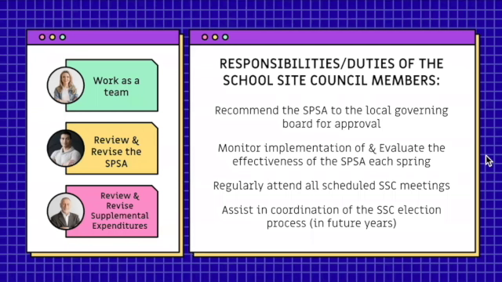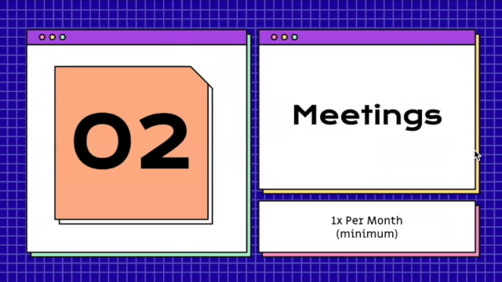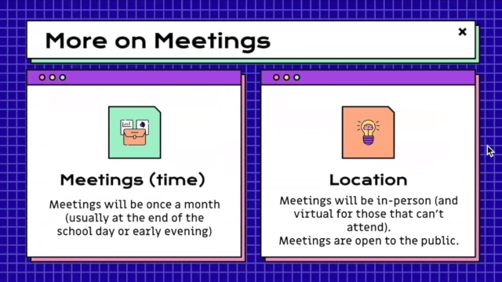So meetings, when are they? Well, number one, it's one time a month, okay? One meeting per month minimum. Now, once in a blue moon, there might be an emergency need for, hey, we have to approve this after all, otherwise it's not going to go through. But for the most part, it's once a month. That's the standard school site council meeting amount.